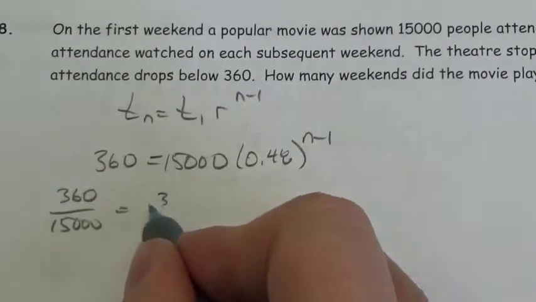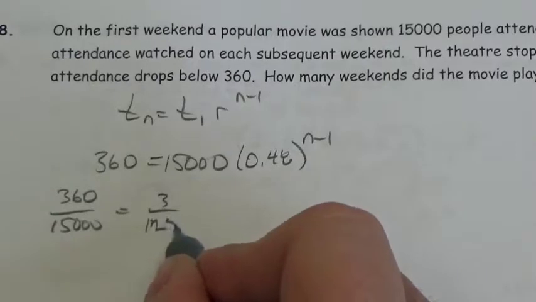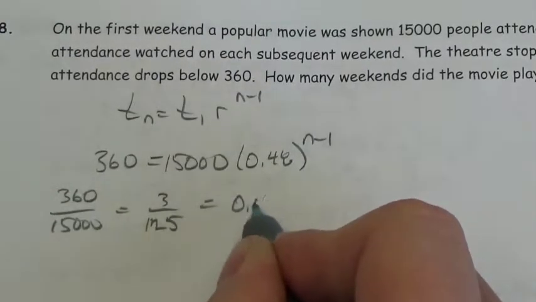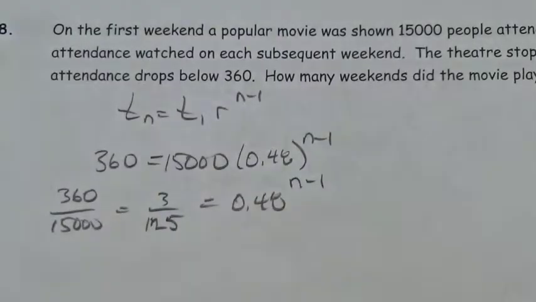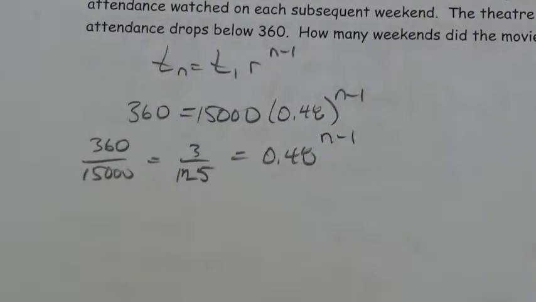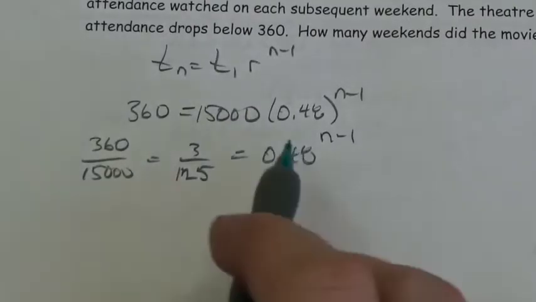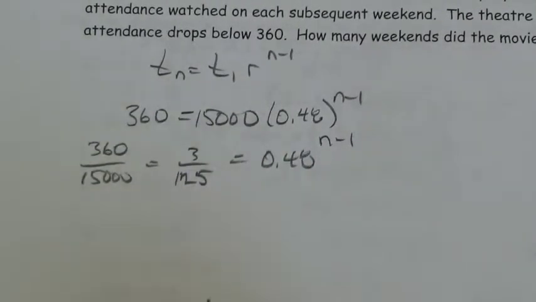That's going to simplify down to 3 over 125. It's going to equal 0.48 to the n minus 1. Okay, well, golly, I have no idea how that's supposed to be related here. So let's go to our calculator.